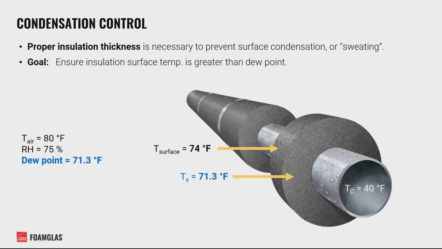Below, you can see we have a chilled water pipe of 40 degrees Fahrenheit with an ambient air of 80 degrees and a relative humidity of 75%. This gives us a dew point of 71.3 degrees. In this example, we make sure to use enough insulation thickness to achieve a surface temperature of 74 degrees, safely preventing surface condensation from occurring on our insulation.